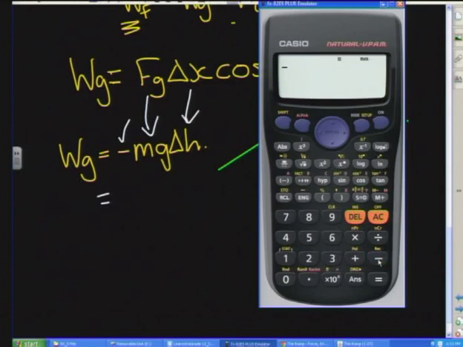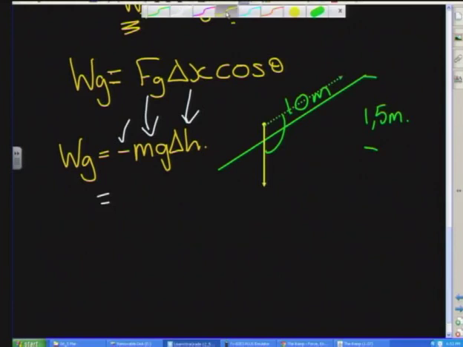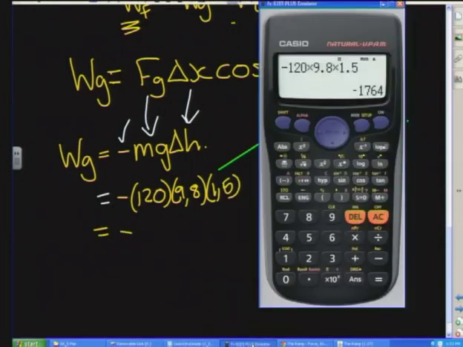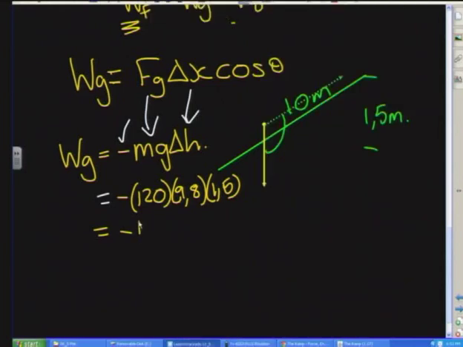Okay, so let's actually go for this. So I've got negative. Now, what was the mass of our wheelchair? 120 multiplied by 9.8 multiplied by the change in height, which is 1.5. So I've got negative 1764. So let's just make sure that we've got our substitution because you guys are making notes. So I've got 120, 9.8 over there, my change in height, which is 1.5. And let's just remind ourselves of that number. So 1764. So there we go. 1764 joules of energy is taken away by going up this hill.